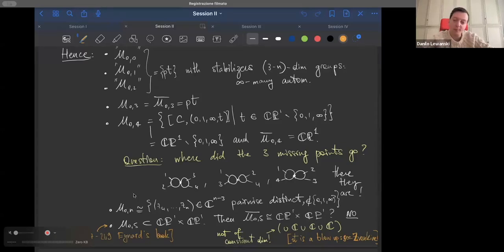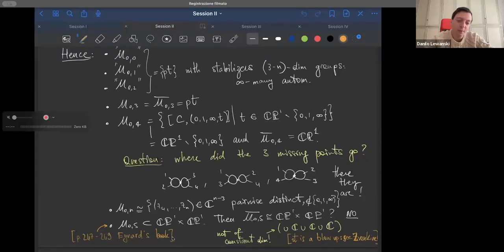So now this is the description of M_{0,n} without a bar, and now you can count how many points, or strata, are missing for the space to be compact. For example, if you take M_{0,5}, this is going to be two-dimensional, and there is a description in Eynard's book called Counting Surfaces. It's a beautiful book that I highly recommend.